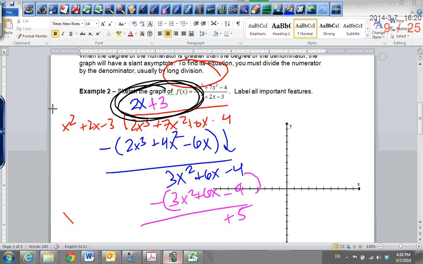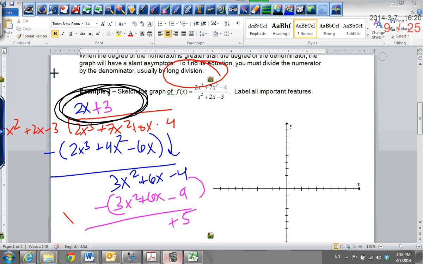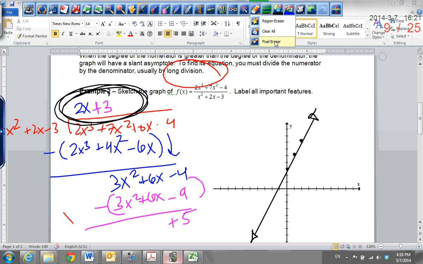So I'm going to move all this off to the left if I can. Let's see. There we go. So 2x plus 3 is y-intercept of 3, then go up 2 over 1, up 2 over 1. Now remember, once again, this is a diagonal line that is dashed. It's invisible. It does not exist. So if you want, go ahead and erase part of it. Okay, that's our slant asymptote.